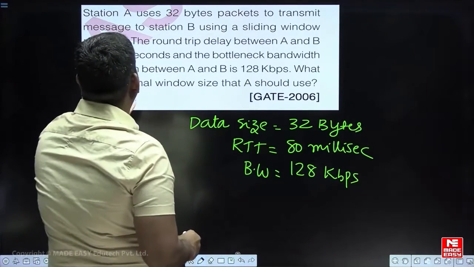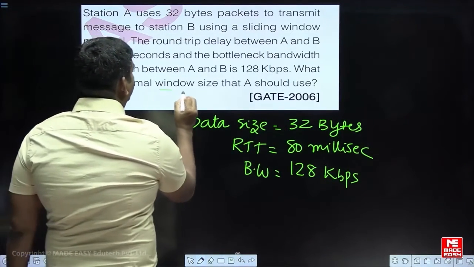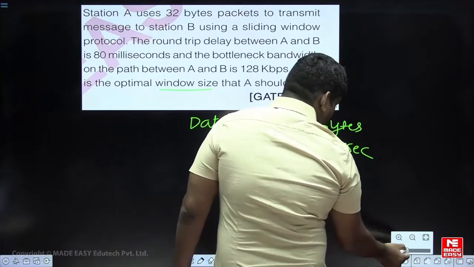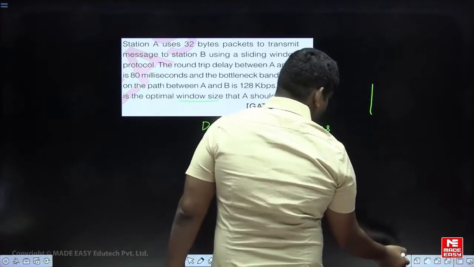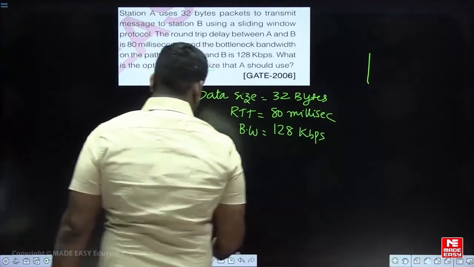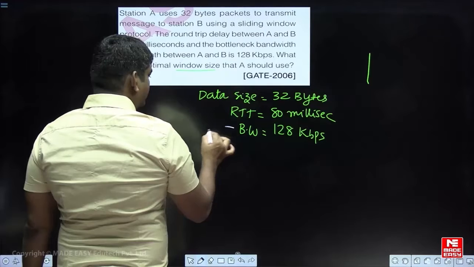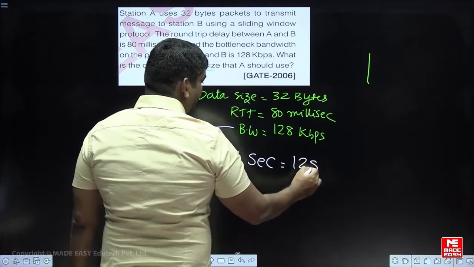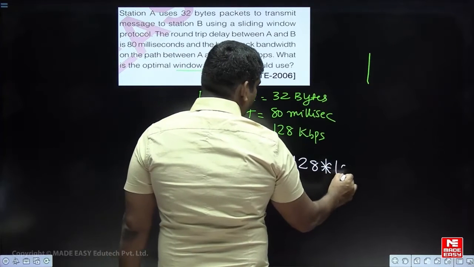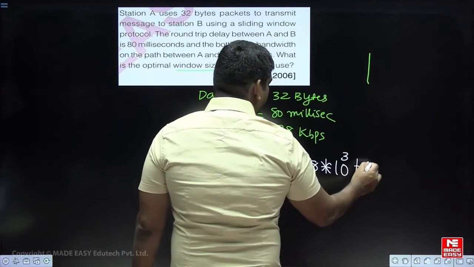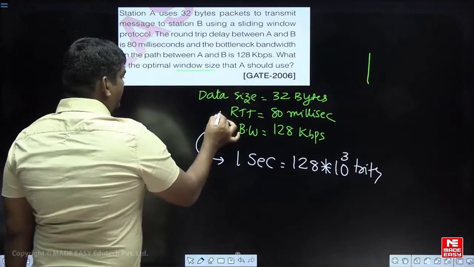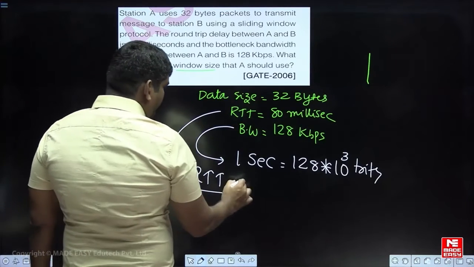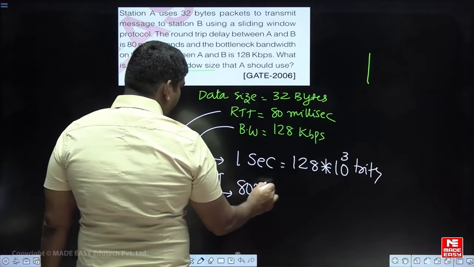So now, what is the optimal window size that A should send? It is so simple now. So how to do the calculations? See, this bandwidth I can write like this: 1 second is 128 into K, and kilo means 10 power 3 bits. And here RTT means round trip time, which is given as 80 milliseconds.